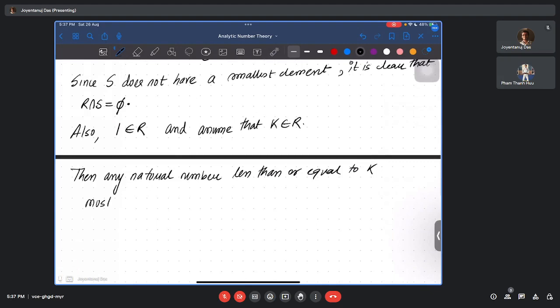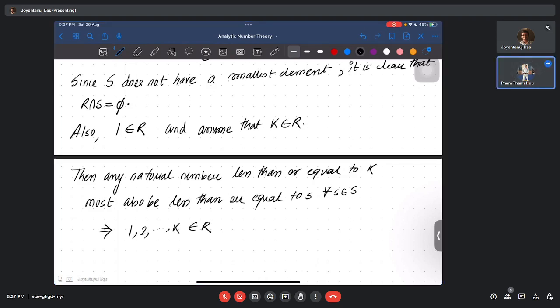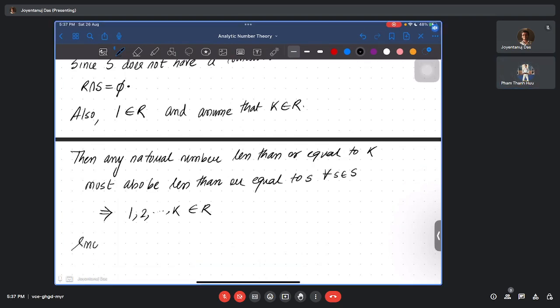So anything less than or equal to k must also be less than or equal to s for all s belonging to capital S. This implies that 1, 2, up to k all belong to R. Now since the intersection R and S is empty, these elements, 1, 2, up to k, do not belong to S, right?